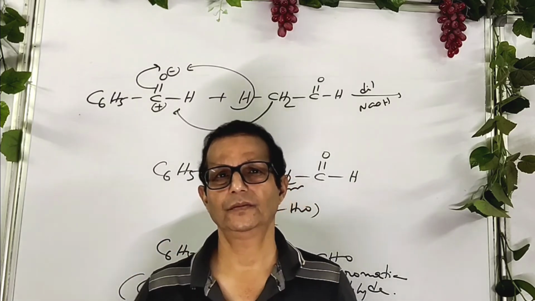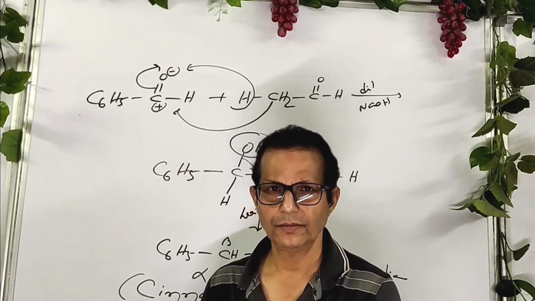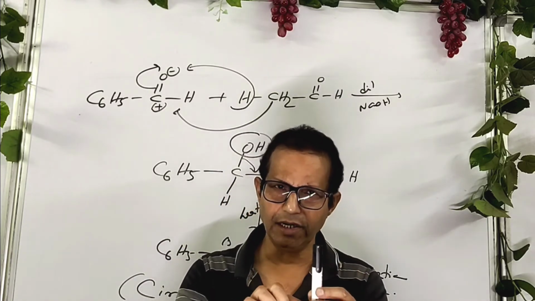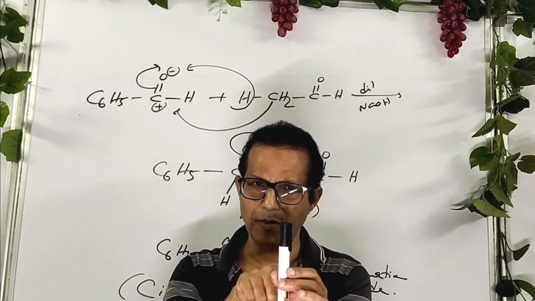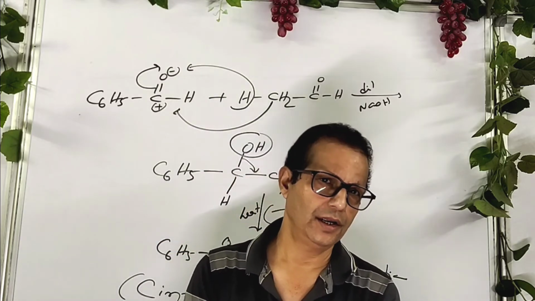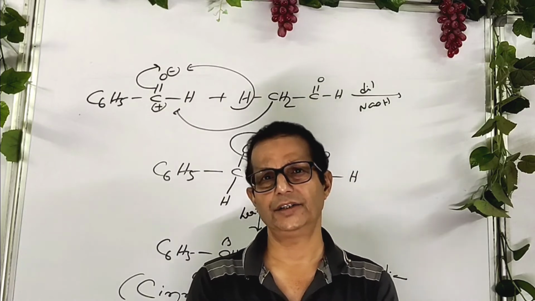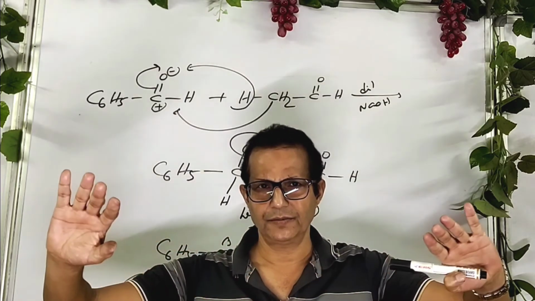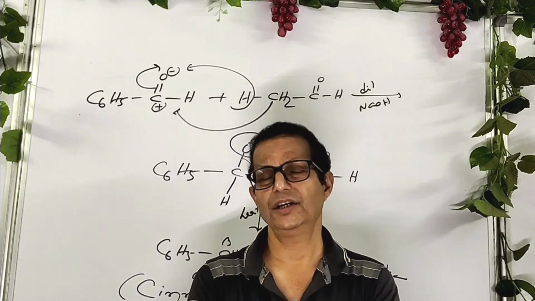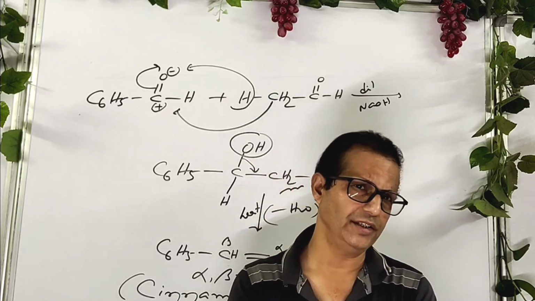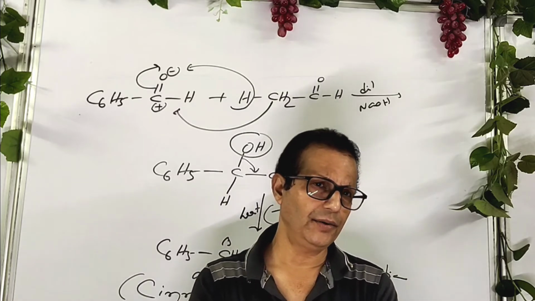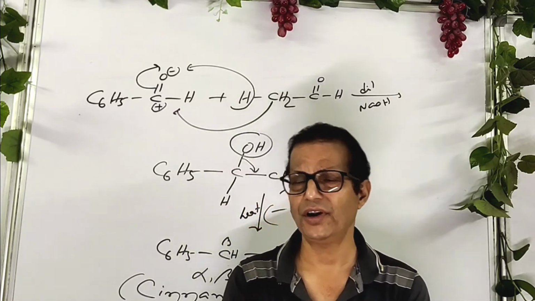Add acetaldehyde and formaldehyde. Add some amount of acetaldehyde and some amount of formaldehyde. Use at first dilute sodium hydroxide. Reaction proceeds. After some time, add a little bit concentrated sodium hydroxide. What will happen? Remember it, this is a very important reaction for entrance.